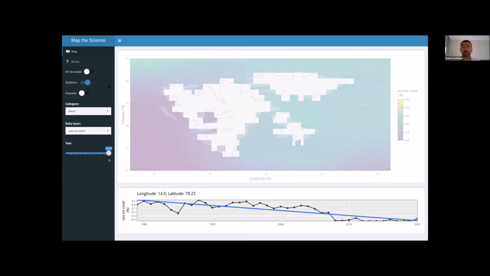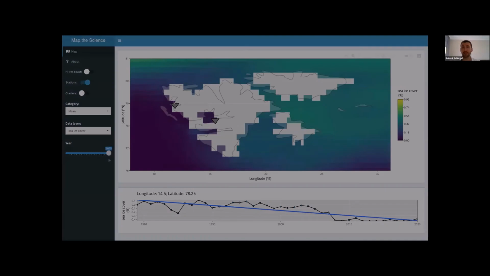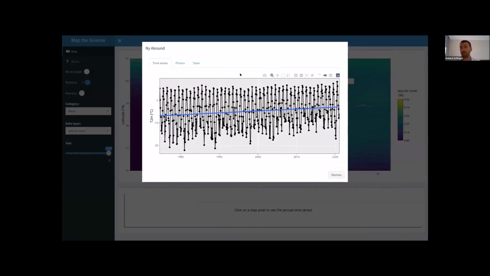And like I mentioned, we do have some station points in here as well. So we can go to Ny-Ålesund, for example. And this is just really Mickey Mouse out-of-the-box stuff, right? So I think this is monthly. Yes, these are monthly average temperatures at the surface in Ny-Ålesund with the trend line superimposed over it so you can see what that is over time. Basically the winters are just getting warmer.